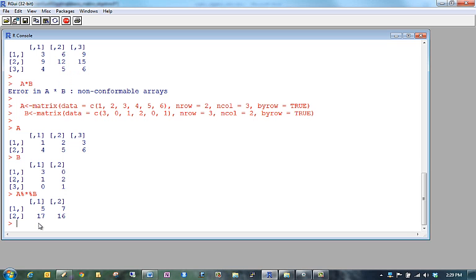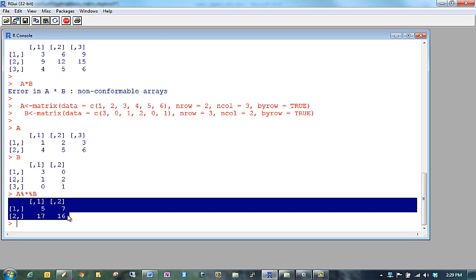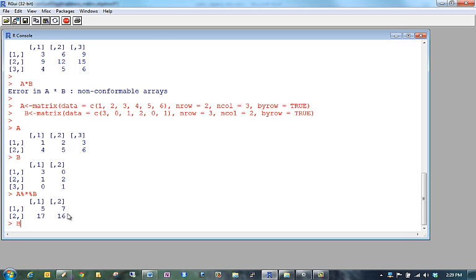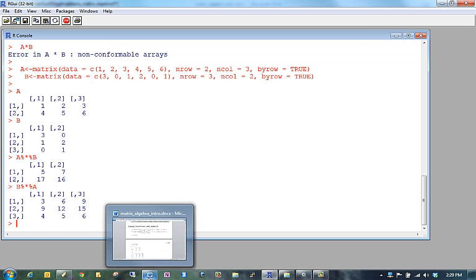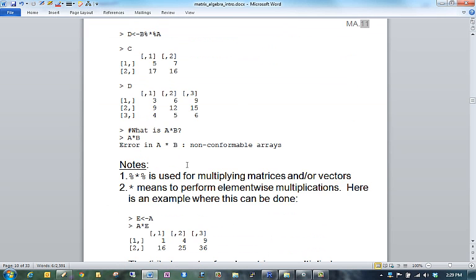So we go ahead and hit enter there, and we can see that we get exactly the same matrix that we did before. If I take B percent asterisk percent times A, there we get the result that we got before as well. So you just have to be careful with the syntax that you use.